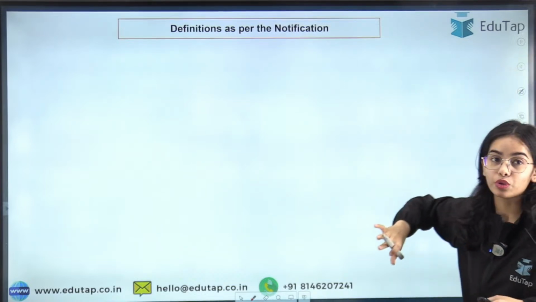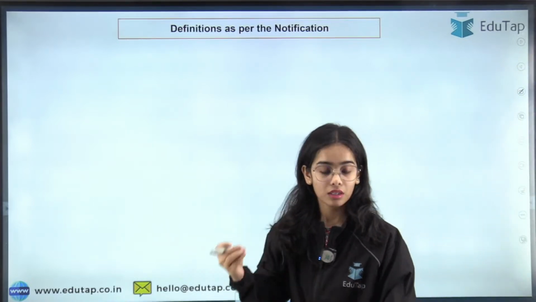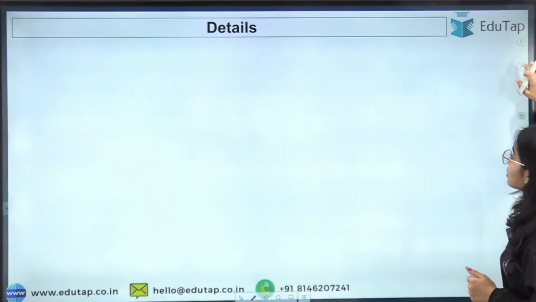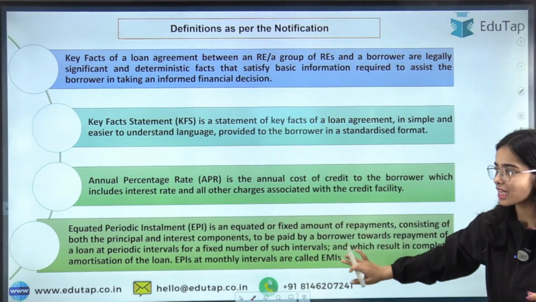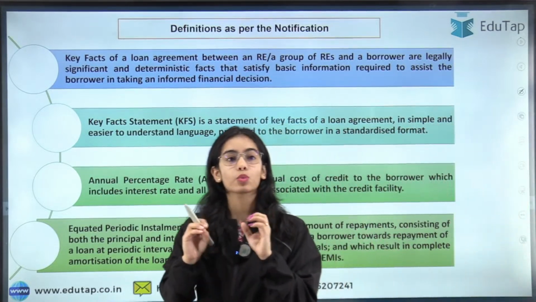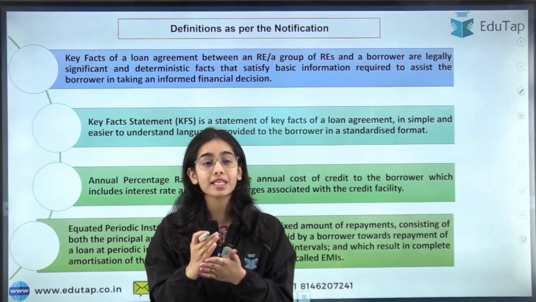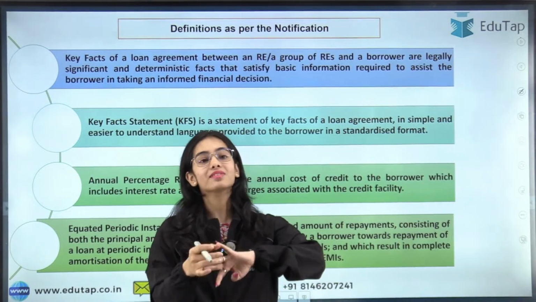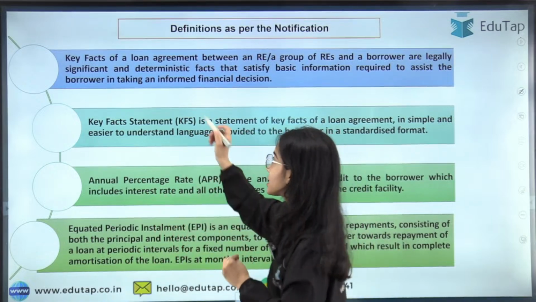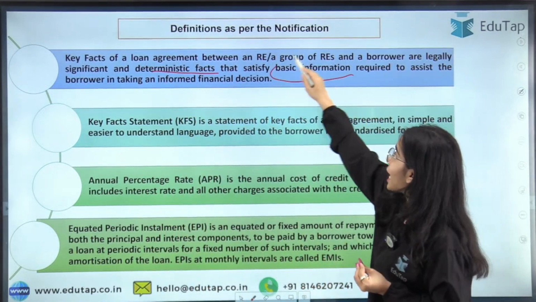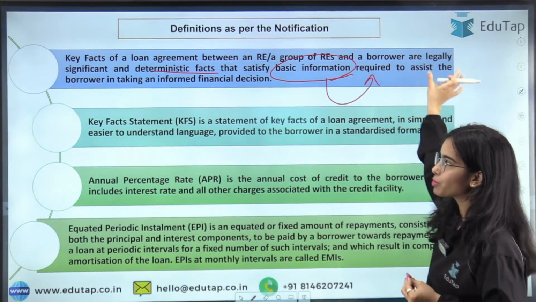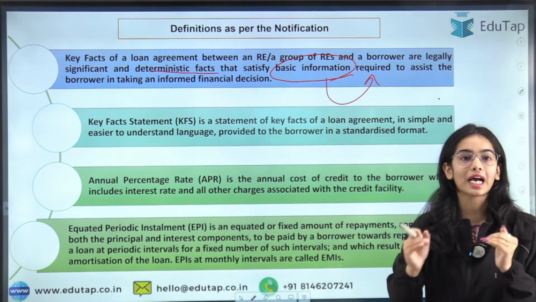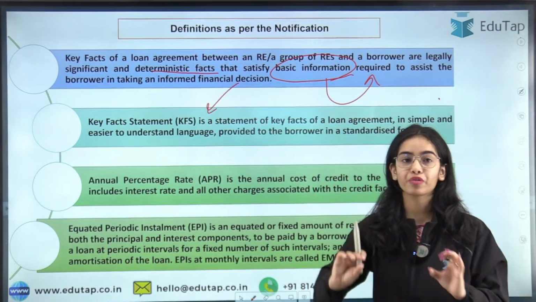So now, definitions as per the notification. There are definitions that have been given by the RBI in its document. The definitions are for the key facts, the key fact statement, the annual percentage rate, as well as the equated periodic installment. So let's understand this one by one. Key facts means all the important facts, that is the tenure of the loan, how many installments have to be paid, what the interest rate is, as well as what the other charges are. So all the deterministic facts, all the basic information that has to be provided to the borrower, should be provided through the key facts. That is the basic information regarding the loan taken by the borrower, and the key facts are to be provided in the key fact statement.